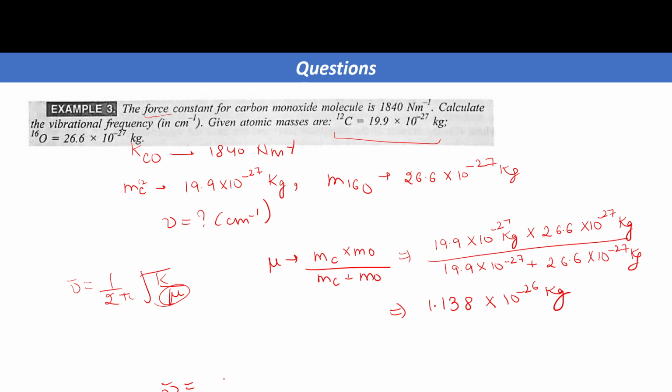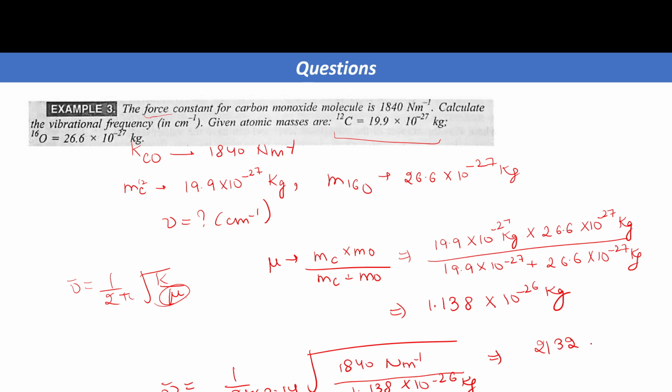Now we can calculate the value of the vibration frequency by substituting the values of reduced mass and force constant. K is given to be 1840. Reduced mass is 1.138 into 10 minus 26 kg. After solving it, the value will be 2132 centimeter inverse.